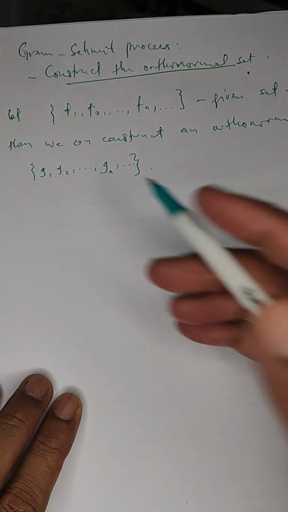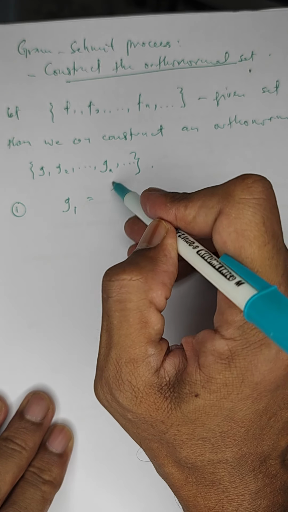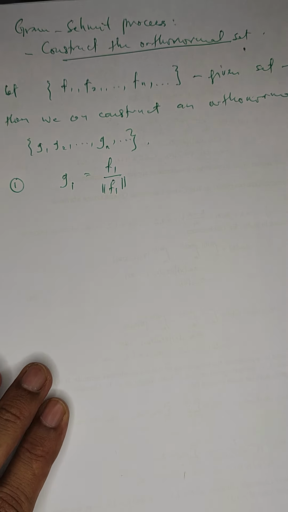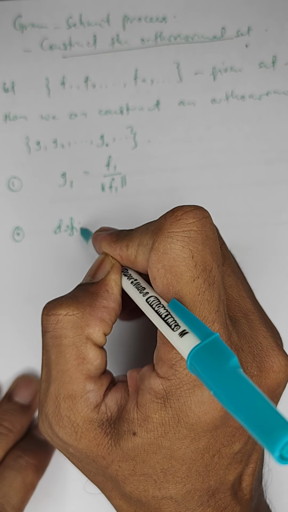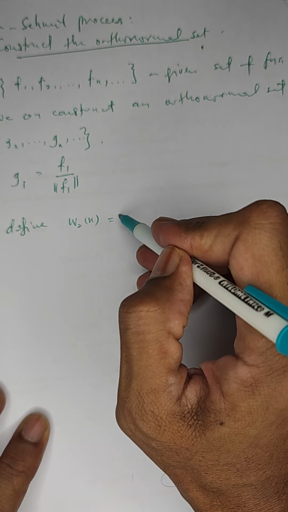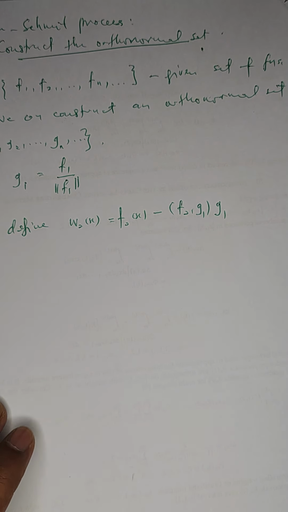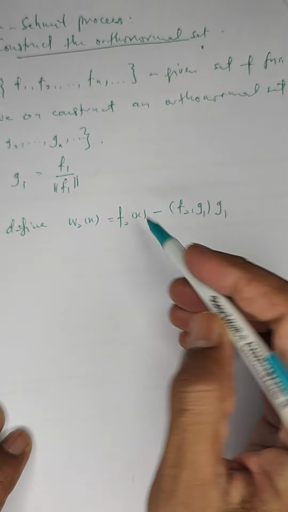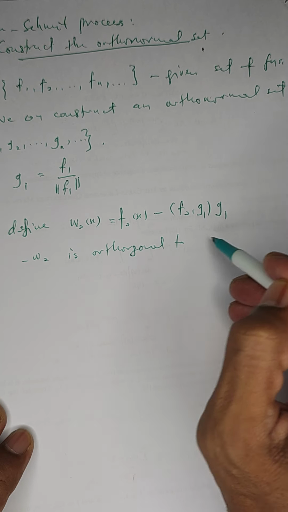Now the steps are as follows. First, we take G1 as f1 over the norm of f1. Next, to define G2, we define W2 of x as f2 minus the inner product of f2 and G1 times G1. Here W2 is orthogonal to G1.